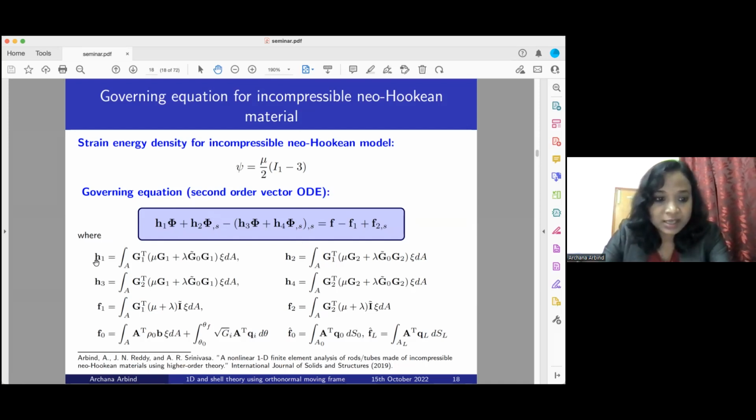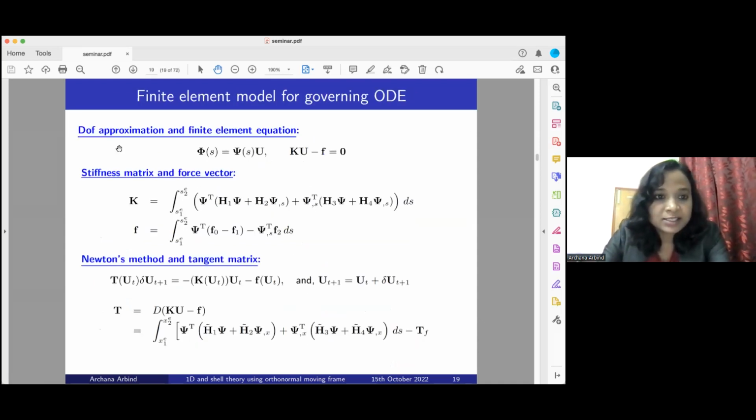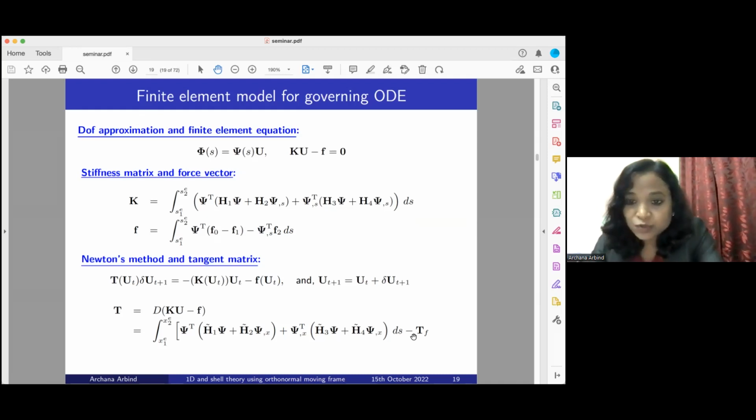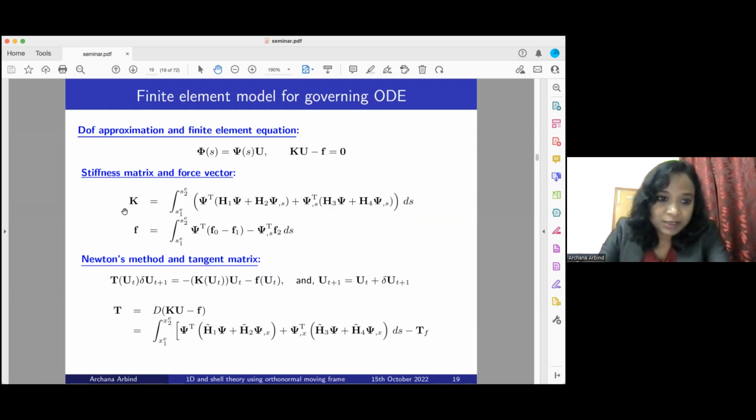These coefficients H and F are integrated throughout the cross section. As I said, this is a nonlinear differential equation. So we will solve it by finite element model, and we approximate our displacement variable by this. This finite element model is a 1D model, so we can use the finite element model of beam to solve this problem. Here the stiffness matrix and the force vector are again nonlinear, and hence we will use Newton's method to solve it.